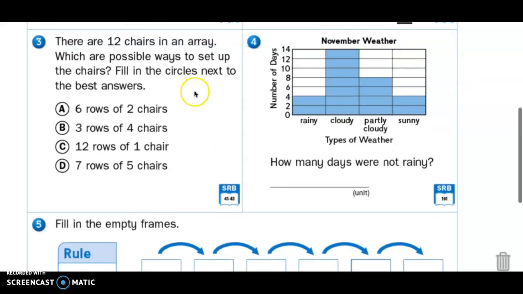Number 3, there are 12 chairs in an array. Which are possible ways to set up the chairs? Fill in the circles next to the best answers, and it's plural. That means you could fill in more than 1 circle.